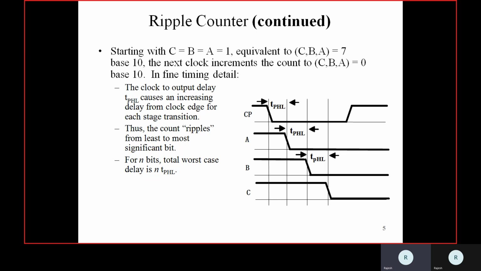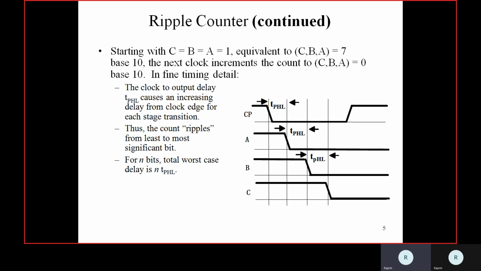So here we want to represent the delay produced in a ripple counter. It is initialized. We have considered a 3-bit counter where the 3 flip-flops' initial values C equal to B equal to A equal to 1, all are 1. In decimal value it is 7. And for the next clock increment, the count value must become 0.